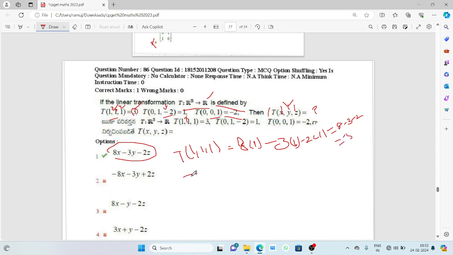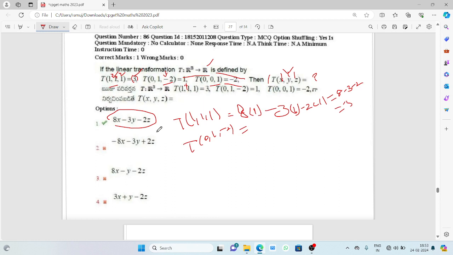So you can go through the next conditions also, (0, 1, minus 2). If you apply the same as this by using option verification, we can say that directly. That only I am doing here. So 8 into 0, and minus 3 into 1, and minus 2 into minus 2. If you simplify this, you will get 0 minus 3, and minus into minus will go to plus 4. So that will give you 1. So the second condition is also satisfied. This is 3 for the first one, and 1 we can get for the second one.